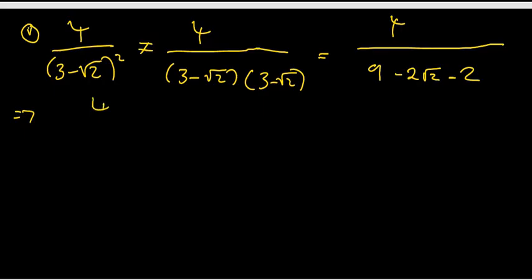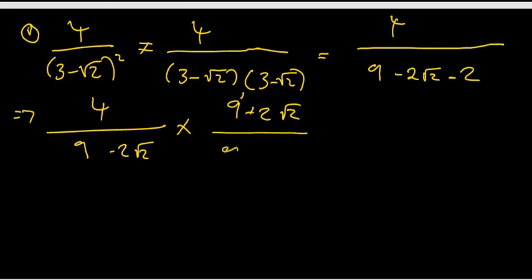Then from there, what you do now, you can say 9 minus 2, which will just give you 7, then minus root of 2. Then from there now, that's when you can introduce its conjugate. We are going to say 9 plus 2 root of 2 over 9 plus 2 root of 2.